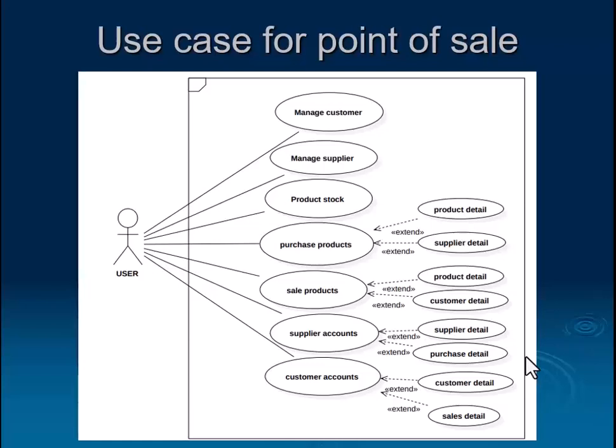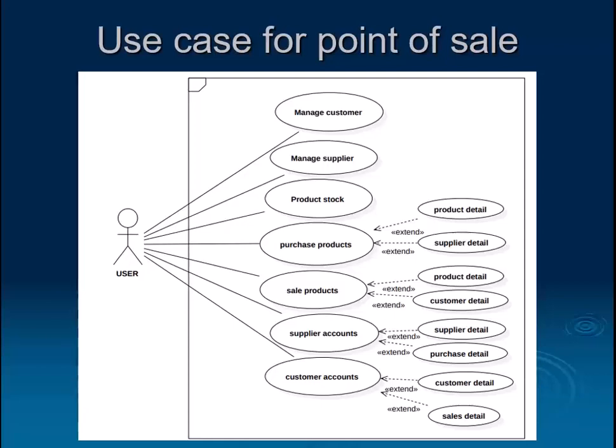This is another example for point of sale. Point of sale means the selling system, which includes the stock update, the product detail, the customer and supplier detail, the product purchasing detail, the product sale detail, and the customer accounts management and the supplier accounts management.